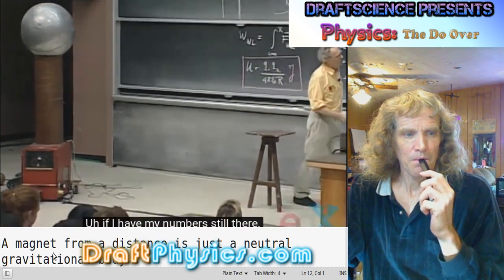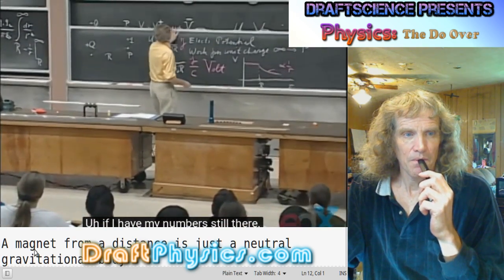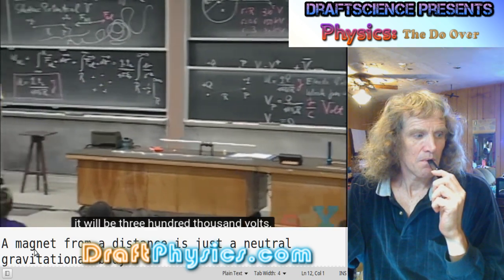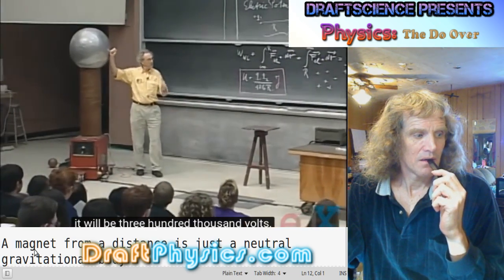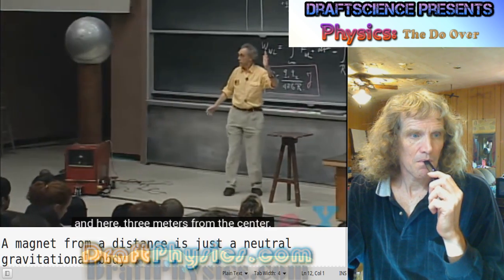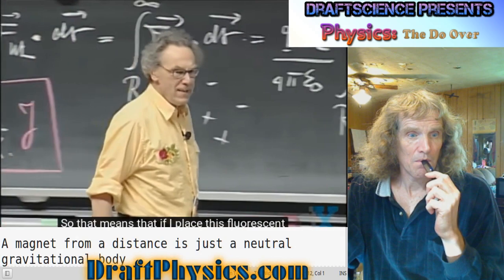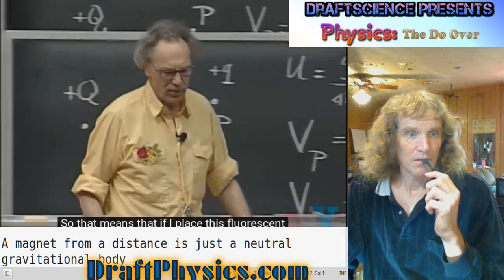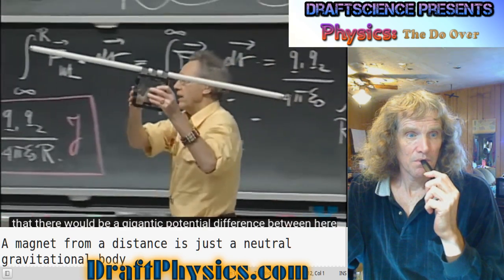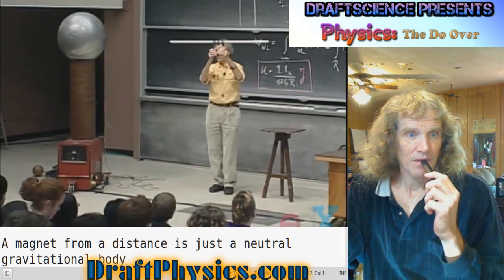If I have my numbers still there, I hope I do. There they are. At the surface of the Van de Graaff, it takes about 10 microcoulomb. It would be 300,000 volts right here. Here it would be 150,000 volts. And here, 3 meters from the center, it's about 30 kilovolts. So that means that if I place this fluorescent tube into that electric field, there would be a gigantic potential difference between here and there, provided I hold it radially.